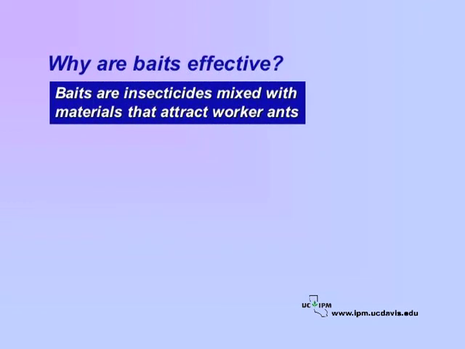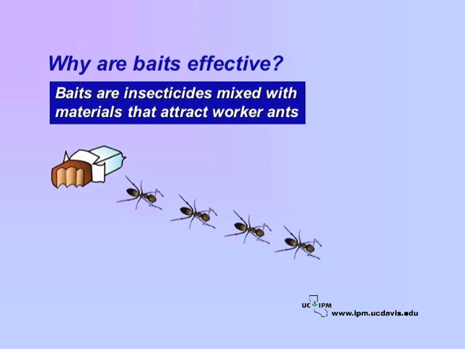Baits are insecticides mixed with materials that attract worker ants. When pesticides are needed in an ant management program, baits are the best choice. When worker ants search for food, they take it back to the nest to feed the queens and immatures. Baits work the same way. The advantage of baits is that they kill the ants in the colony, not just the workers in the trail.